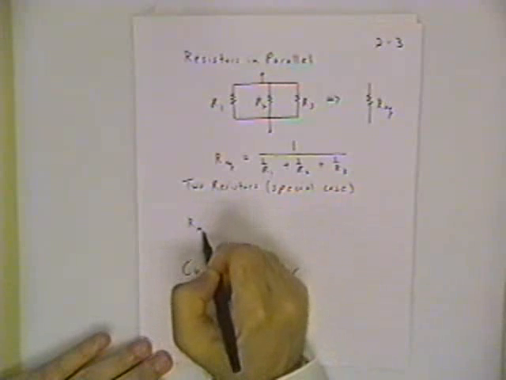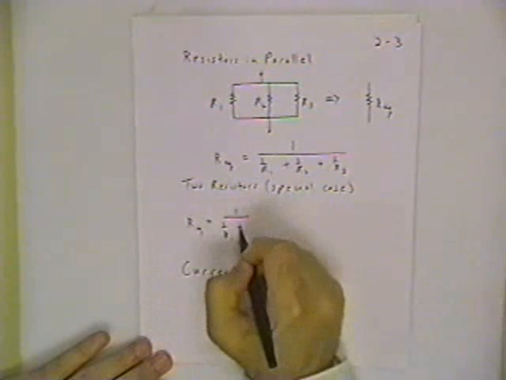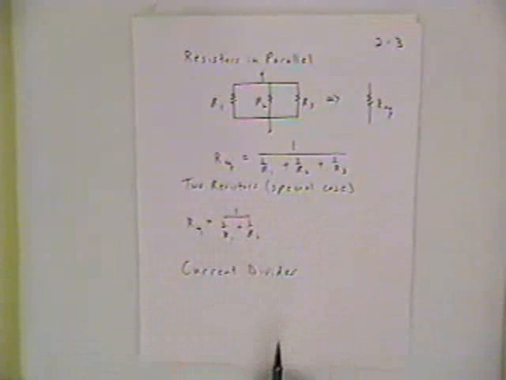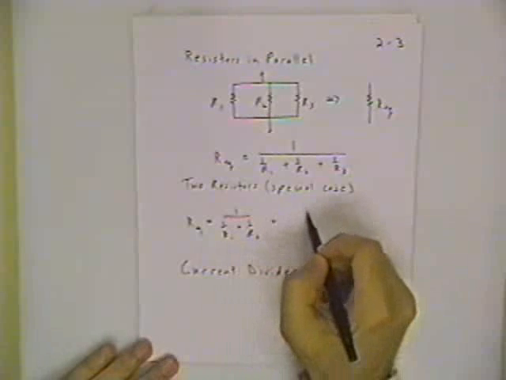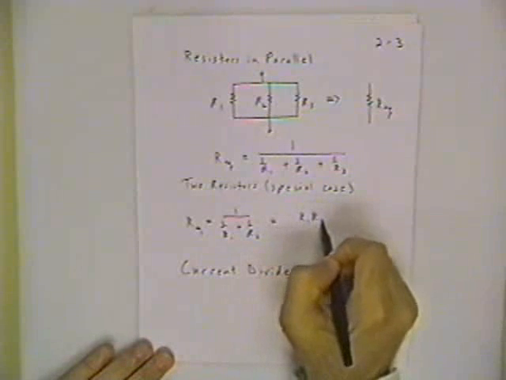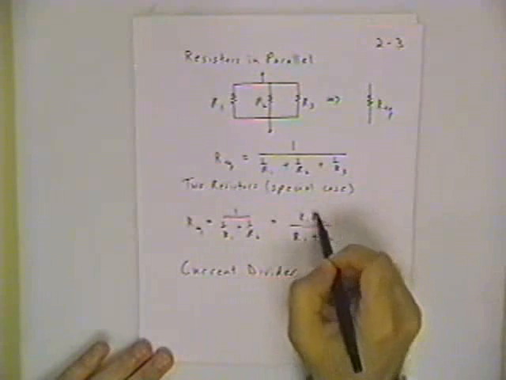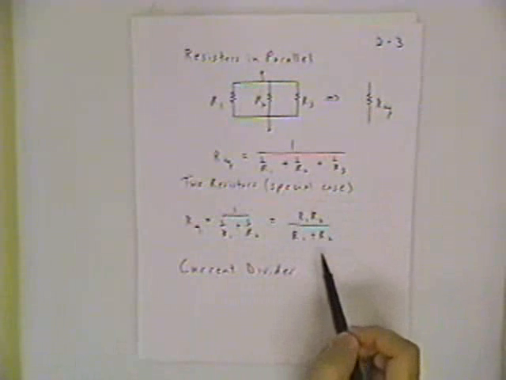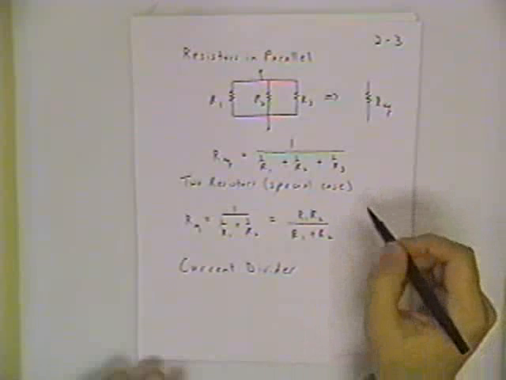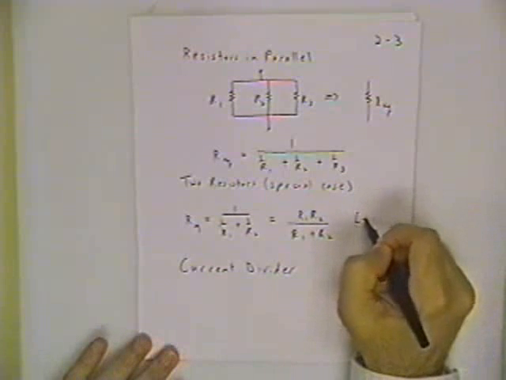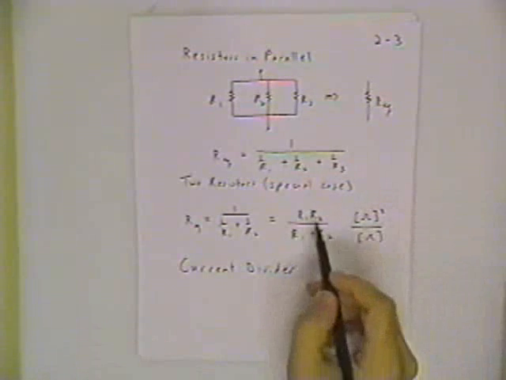Now if you have two resistors in parallel, that takes on the special form 1 over R1 plus 1 over R2 inverted. And you can do the intermediate algebra here to show that what you get is the product of the two resistors over the sum. And this is a useful, handy expression. It's the product R1, R2 divided by R1 plus R2. And you can tell from the units, what you get upstairs would be units of ohms squared, and downstairs you get units of ohms. So everything works out nicely.